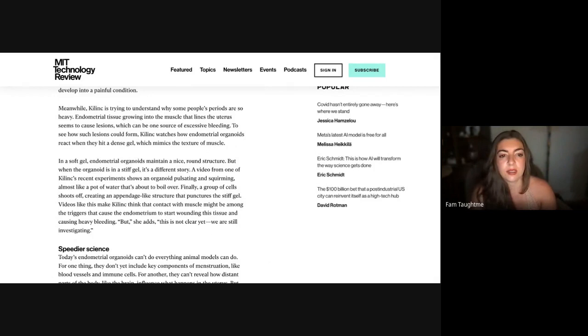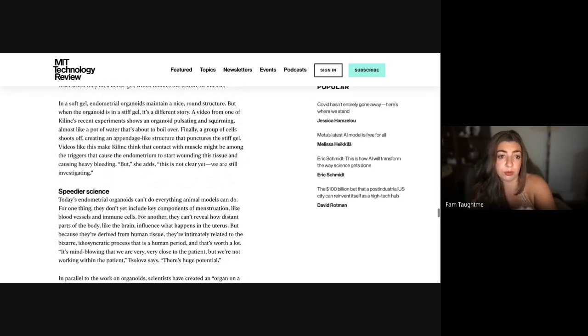It also says endometrial tissue growing into the muscle that lines the uterus seems to cause lesions, which can be one source of excessive bleeding. That's typically called adenomyosis, not endometriosis. And they're watching these endometrial organoids, and they're trying to study endometriosis through that.